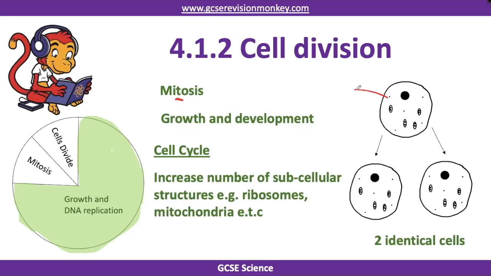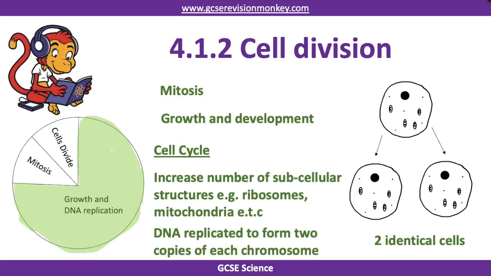So here we've got the ribosomes, the mitochondria, the cytoplasm, everything like that needs to double up essentially because we need to produce 2 cells from 1. So this takes the longest amount of time, to increase all these subcellular structures.